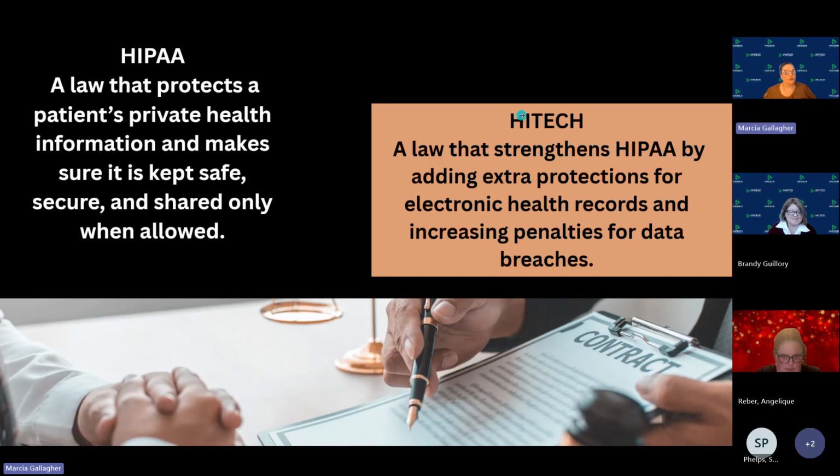Well, look at this, the word tech. Tech's electronic. So HITECH is a law that strengthens HIPAA by adding extra protections for electronic health records and increasing penalties for data breaches. So let's just keep those things in mind. HIPAA protects patients' private health information. HITECH helps HIPAA in the tech part of that.